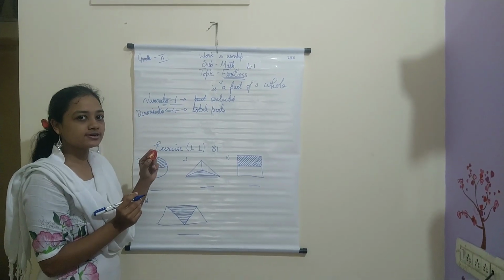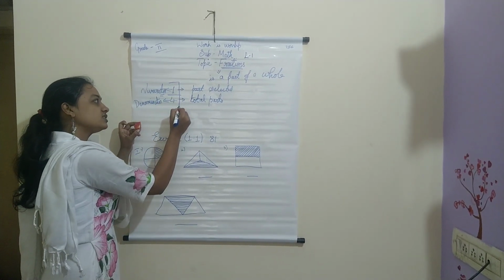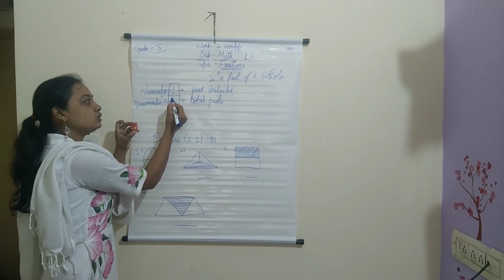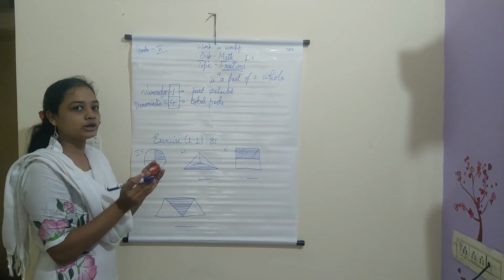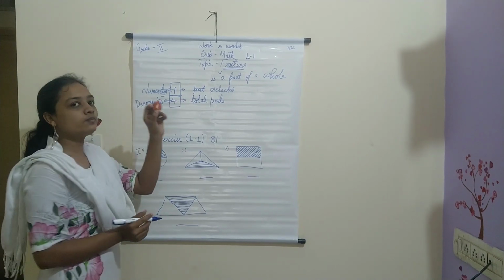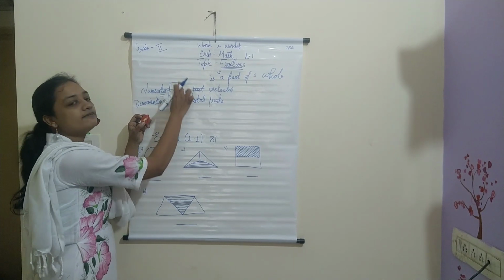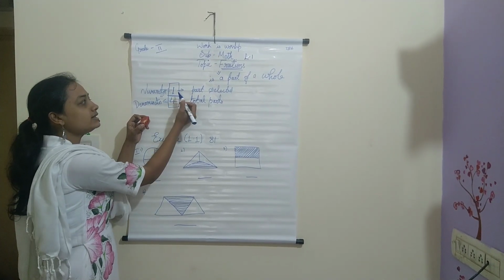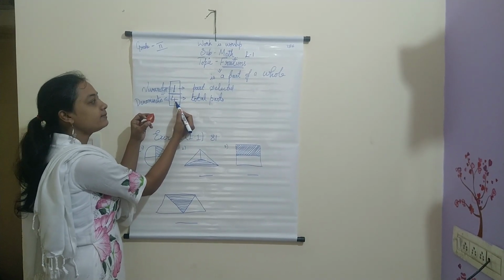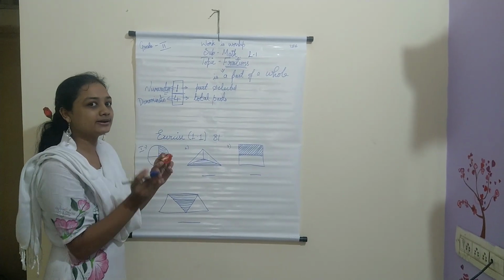I repeat once again, children. I am representing the piece of tomato in fractions. How will I represent it? I write the total number of parts the tomato was cut into, and I write the number of parts I have selected on the top. So this is called a fraction. The number I have written up is the part which I have selected. The number I have written down is the total parts the tomato was cut into.